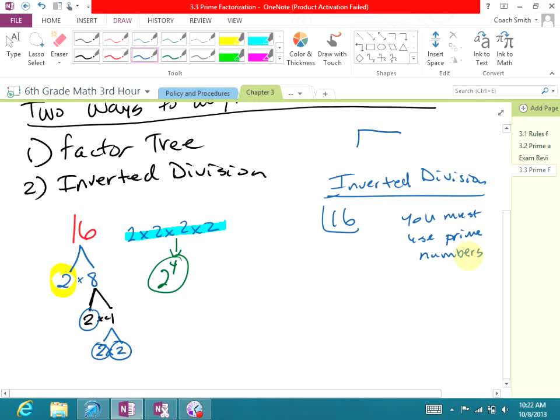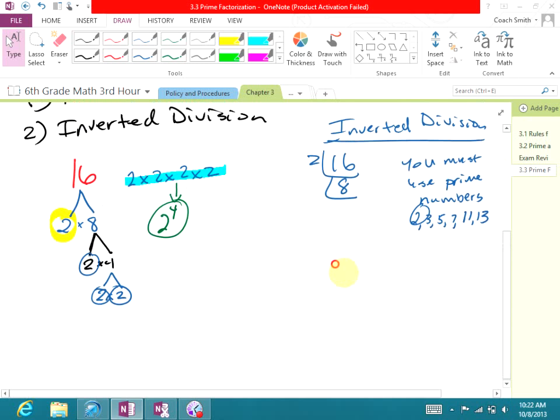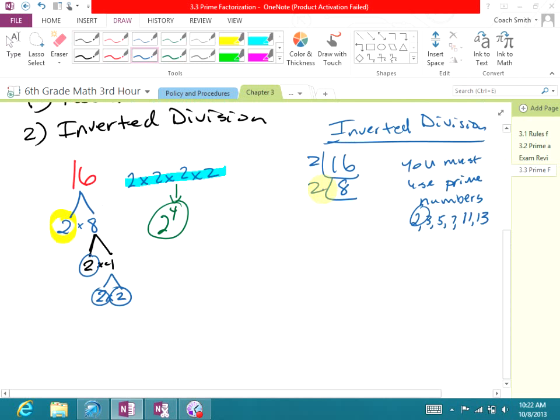Okay? The first few prime numbers we've already talked about. Those are our first few prime numbers, 2, 3, 5, 7, 11, 13. So it's real simple. I take the first prime number, 2. Does 2 go into 16? How many times? 8. Now, does 2 go into 8? I just keep using 2 until it doesn't go in there anymore.